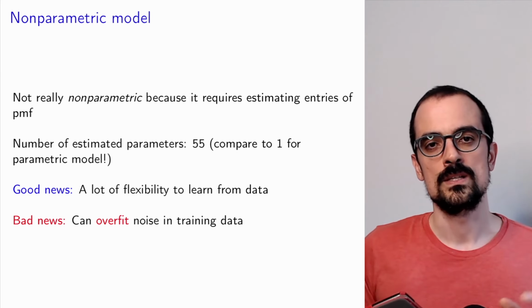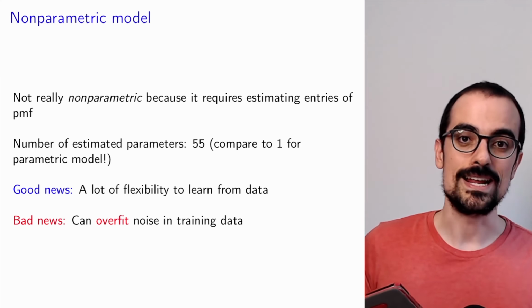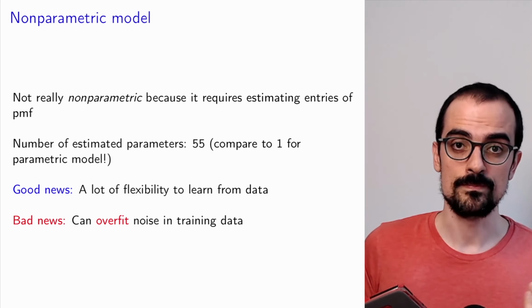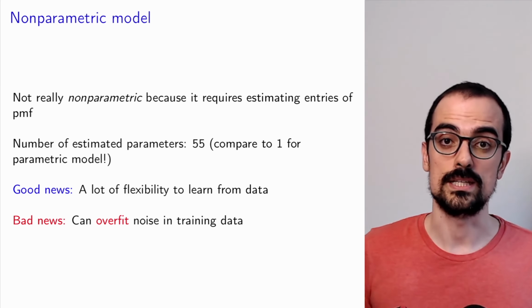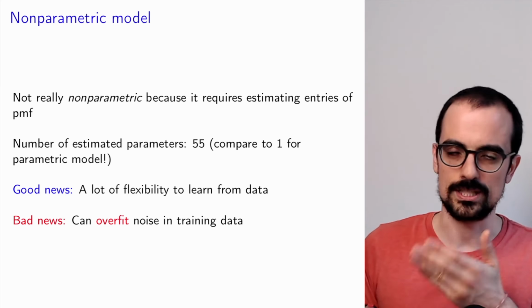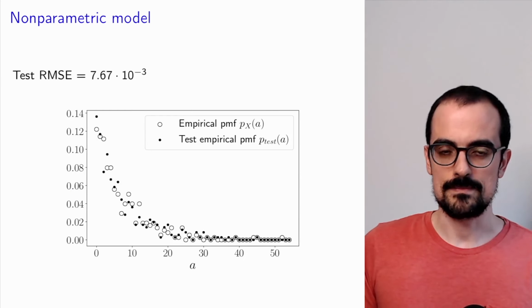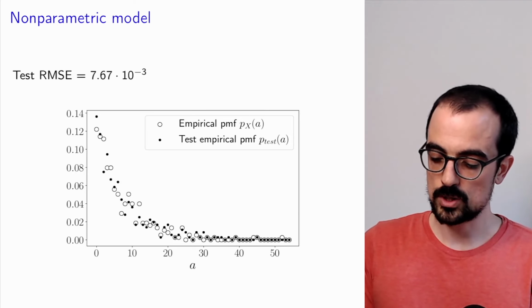Overfitting means fitting the training set really, really well, the data that you're using to fit the model, but not in a way that generalizes to the held out data in the test set. We're going to see exactly what I mean in a moment. So the test RMSE, the test error of the non-parametric model, is this.